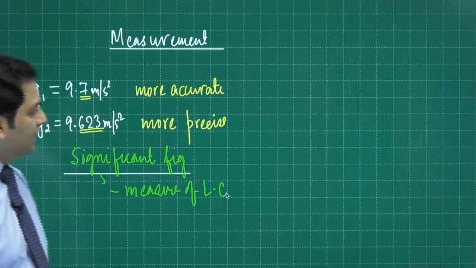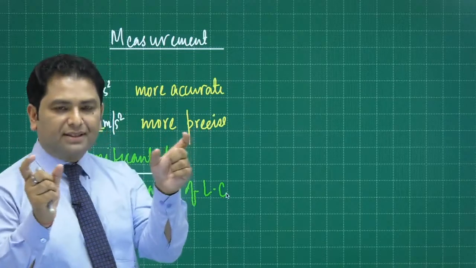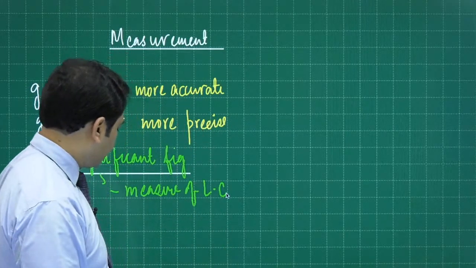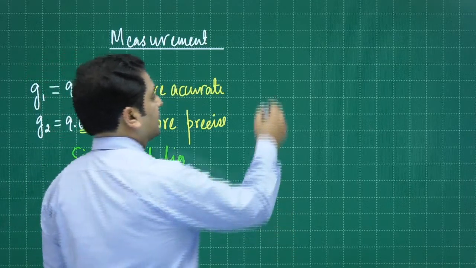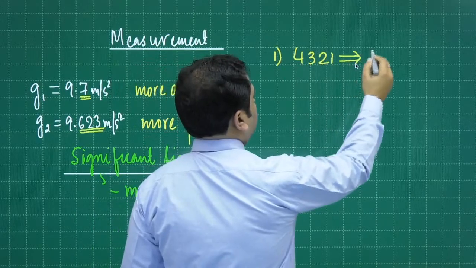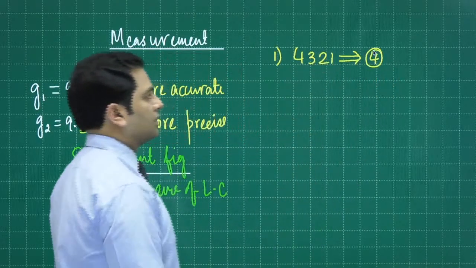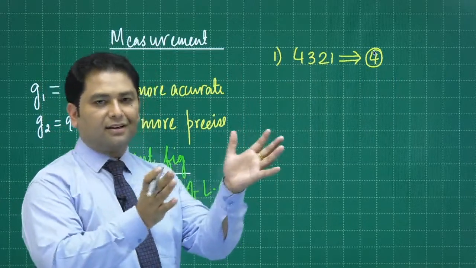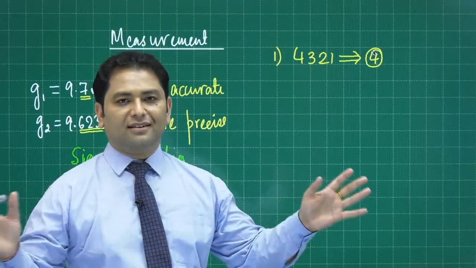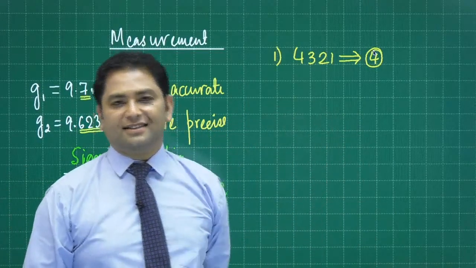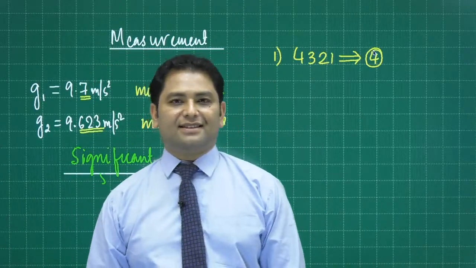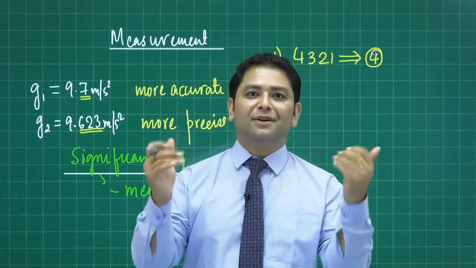Let's start with that, and I will be giving examples. We will not be writing long sentences because we want to be as time efficient as possible. So the first thing, rule number 1: suppose 4321, the total number of significant figures would be 4. If you wish, you may write it: all these non-zero digits are significant. Wherever the digits are non-zero, blindly it's significant. So while counting significant digits, non-zero is never a problem.